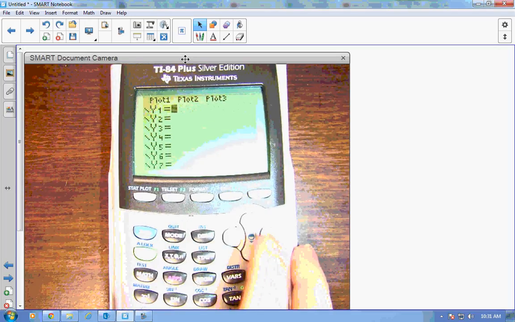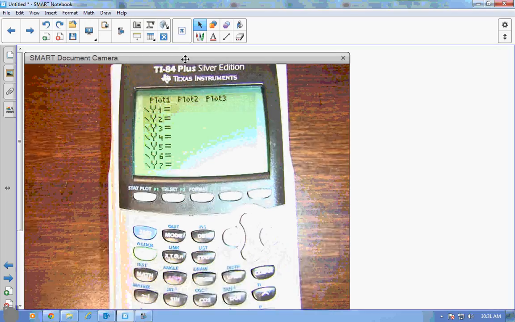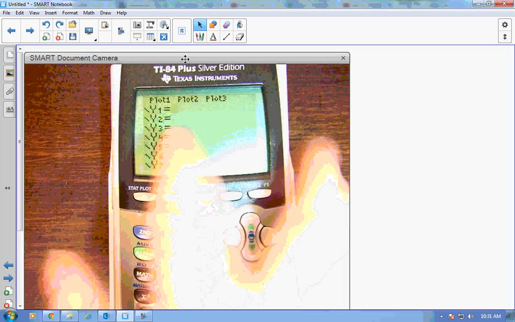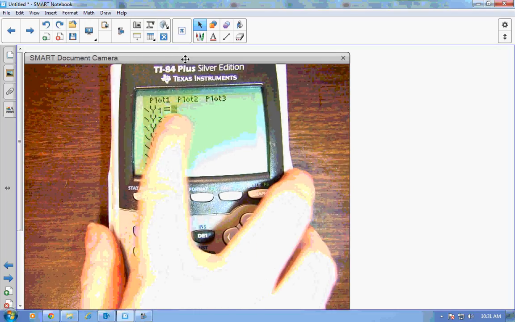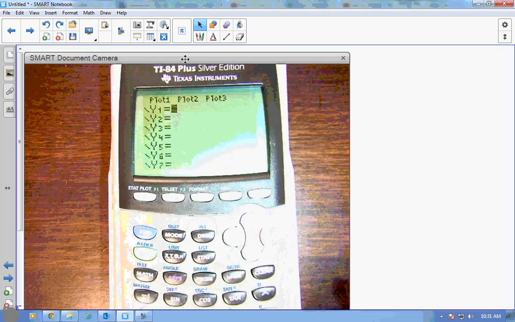Clear out the old stuff. First, I need Bryson to stop talking. Second, we're going to type in the parent function, which is absolute value x. Well, anyone see an absolute value sign on your calculator? No. No. You have to... Shh, I really don't want to keep talking over you.